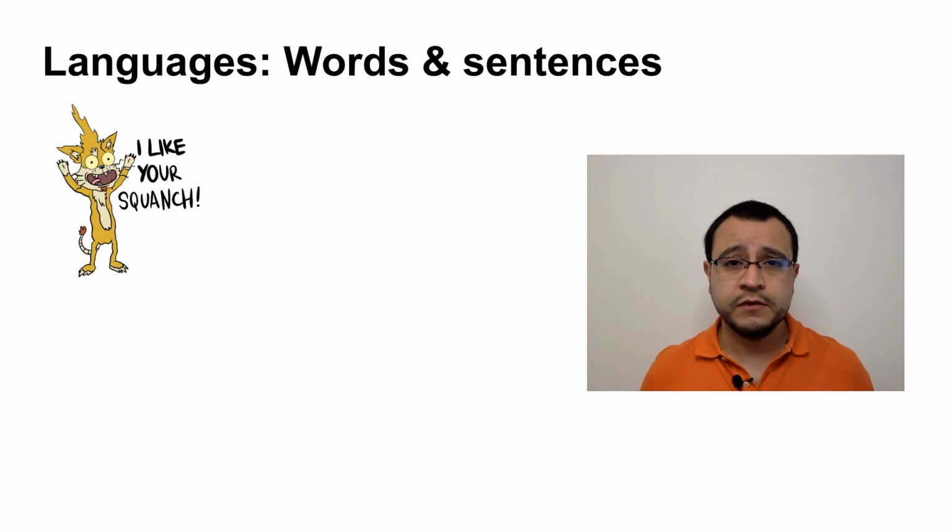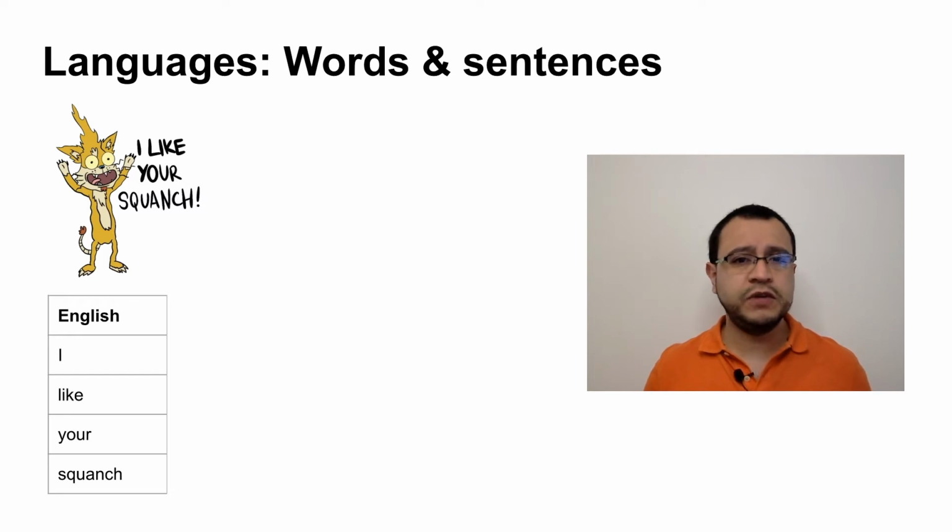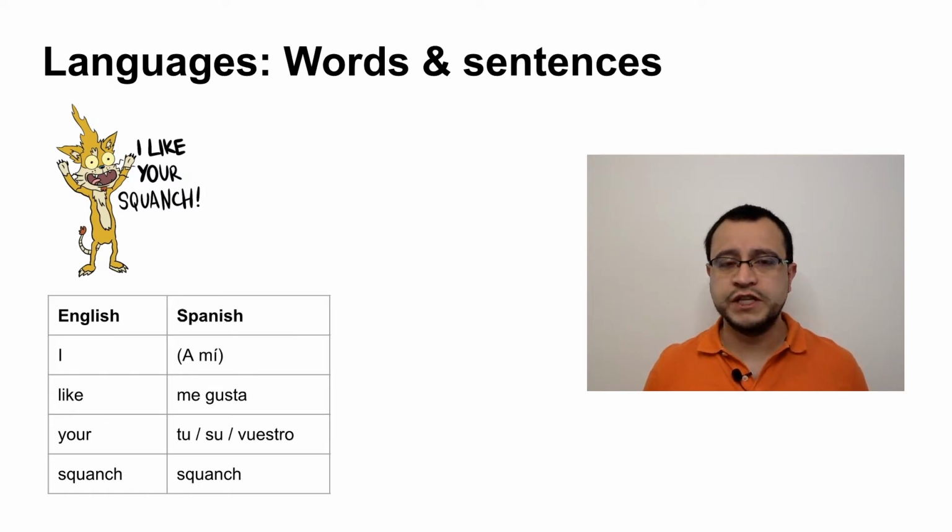Let's take this sentence from Squanchy. "I like your squanch." And let's analyze a bit how this would look in different languages. Let's start with Spanish. In Spanish, we almost have a one-to-one translation. So, "a mí me gusta tu squanch." And we could do the same process for French.